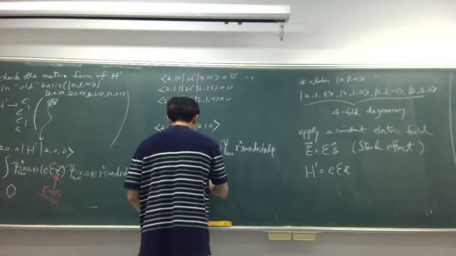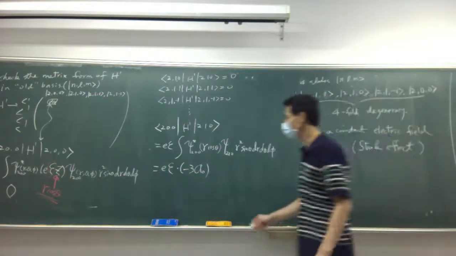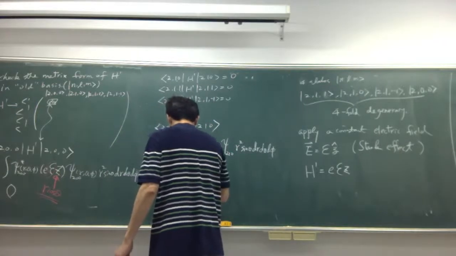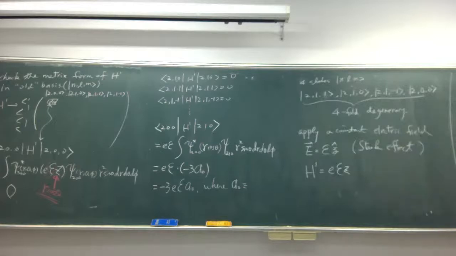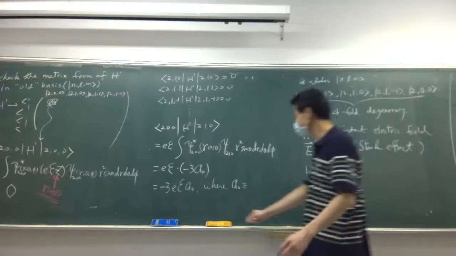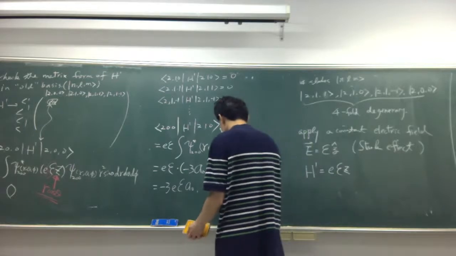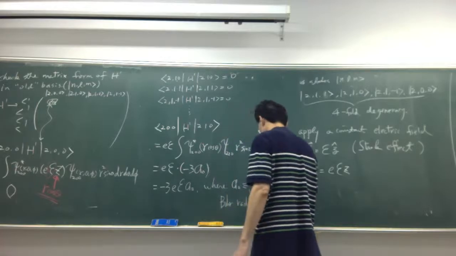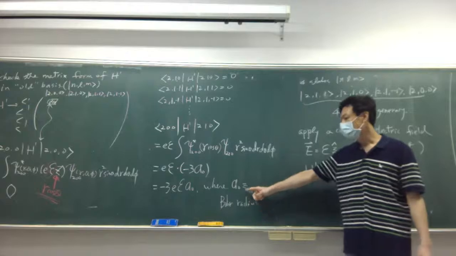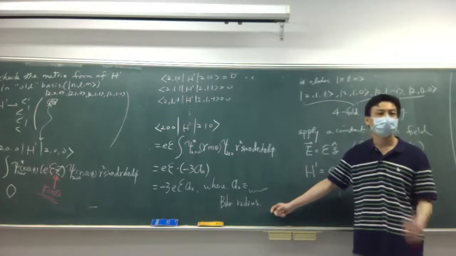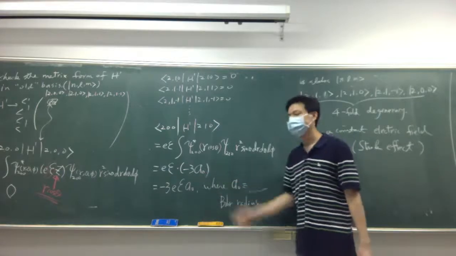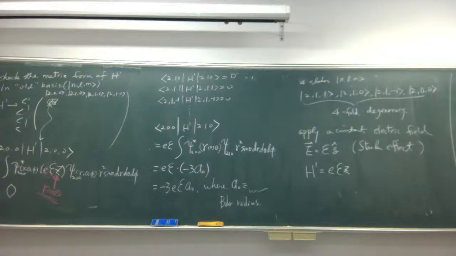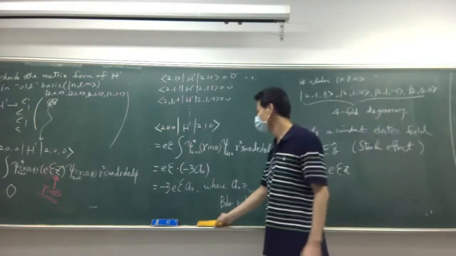Times minus 3 A naught. So this is equal to minus 3 E A naught, where A naught is something here, 4 pi epsilon. Okay, you just fill this one in by yourself. So this A naught is the Bohr radius. Can you do that? Then after you integrate, it becomes A naught.